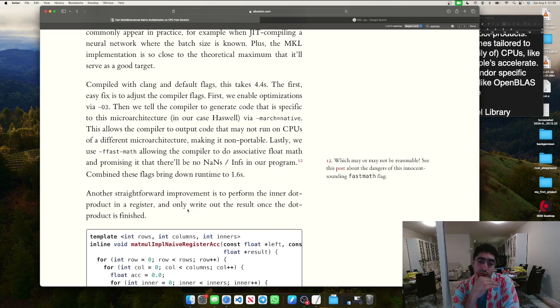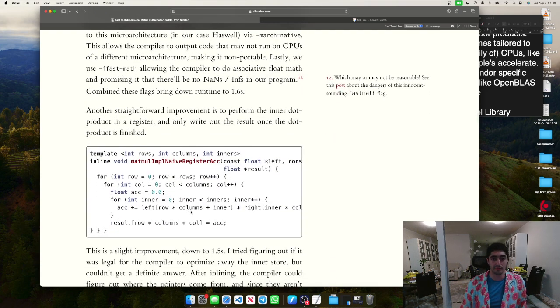the flag -march=native. This allows the compiler to output code that may not run on CPUs of a different microarchitecture, making it non-portable. Lastly, we use -ffast-math, allowing the compiler to do associative float math and promising it that there will be no not-a-number values and infinities in our program. Combined, these flags bring the runtime down to 1.6 seconds, which may or may not be reasonable. See this post about the dangers of this innocent-sounding fast math flag.